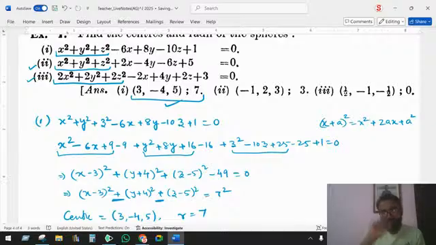It is for your practice. You need to do all these problems. Okay. So the center is minus 1, comma minus 2, comma minus 3. Okay. What is the radius? 3. Okay. Next problem.